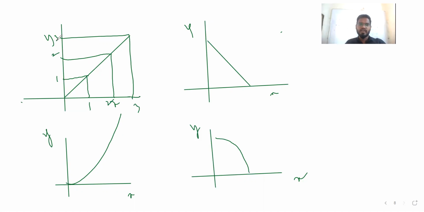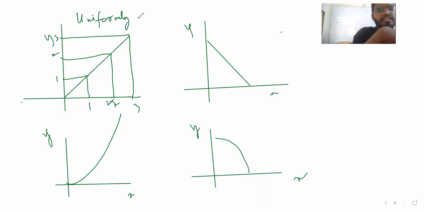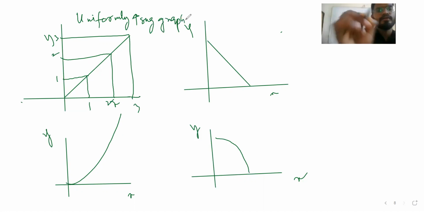If it is increasing like this, we can say this type of graph is known as a uniform graph, uniform motion; we can say a uniformly increasing graph. Let's write here: uniformly increasing graph.